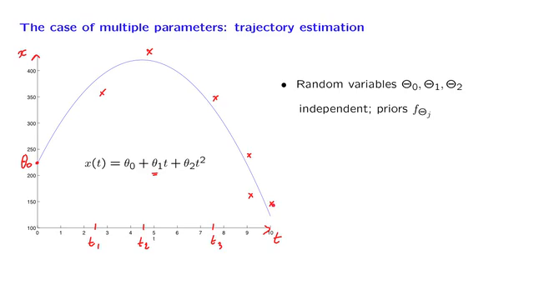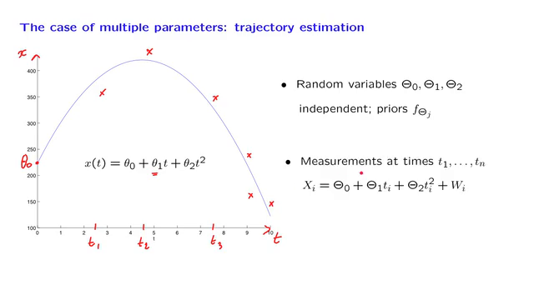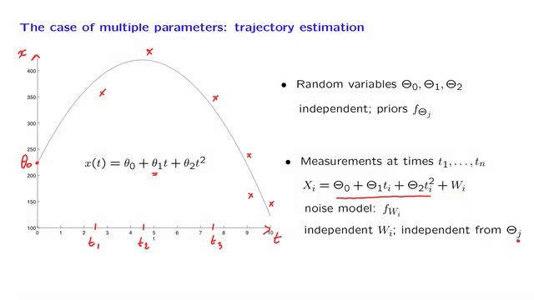Let us write down a model for these measurements. We assume that the measurement is equal to the true position of the ball at the time of the measurement, which is this quantity, plus some noise. And we introduce a model for these noise random variables. We assume that we have a probability distribution for them, and we also assume that they're independent of each other and independent from the thetas.